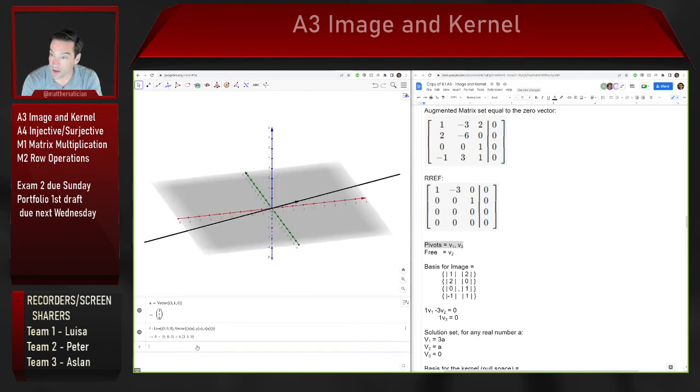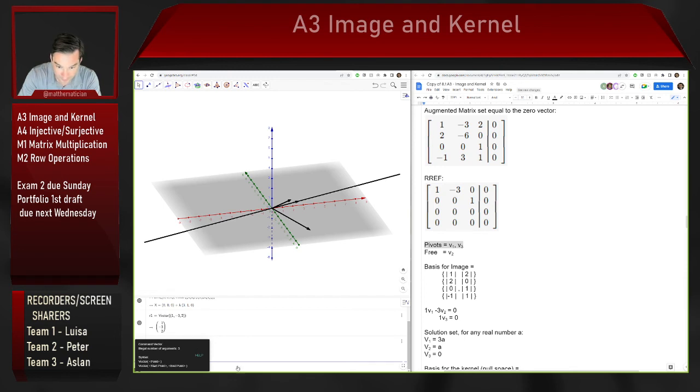But then meanwhile, I have the rows of my matrix, and let me write all of those in here. Row 1 is 1, negative 3, 2. Row 2 is 2, negative 6, 0. Row 3 is 0, 0, 1. And row 4 is negative 1, 3, 1.